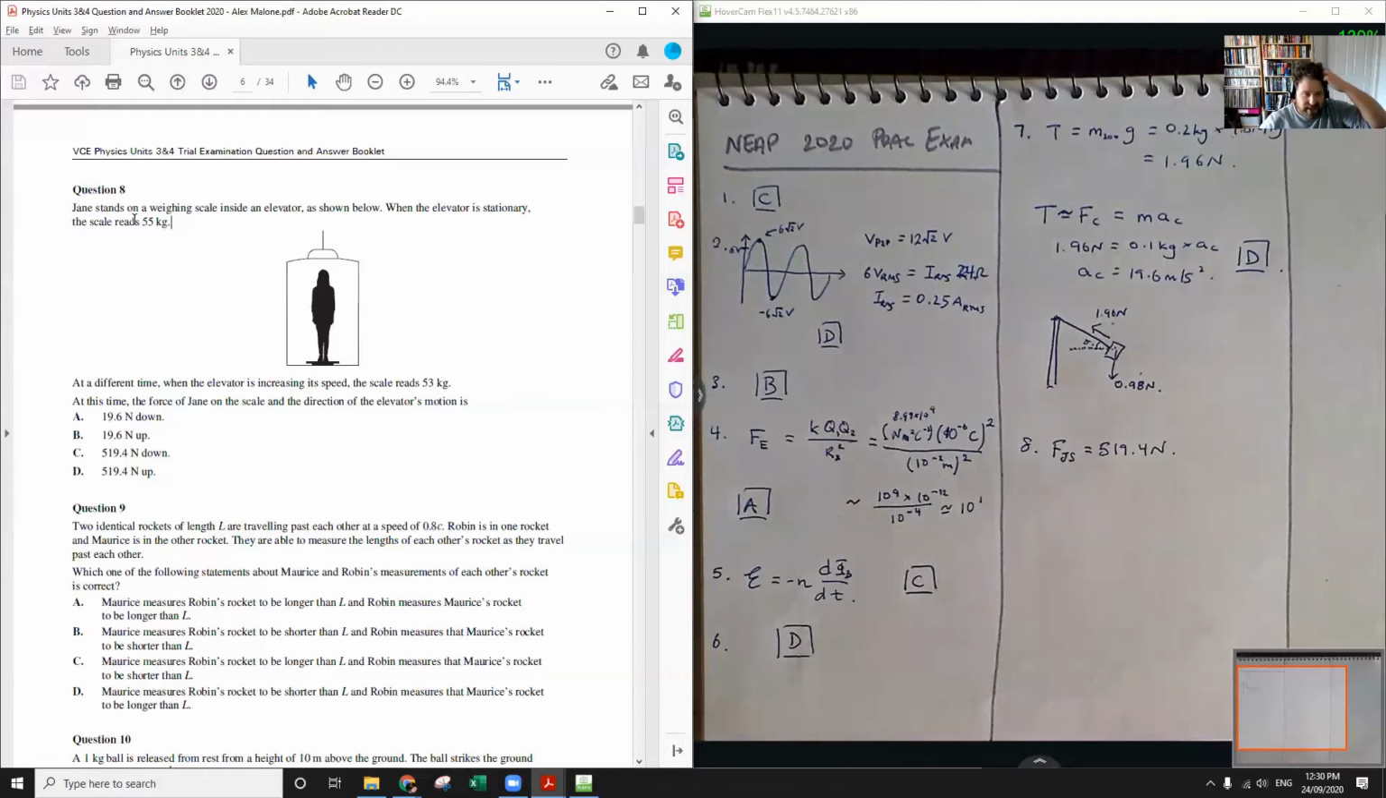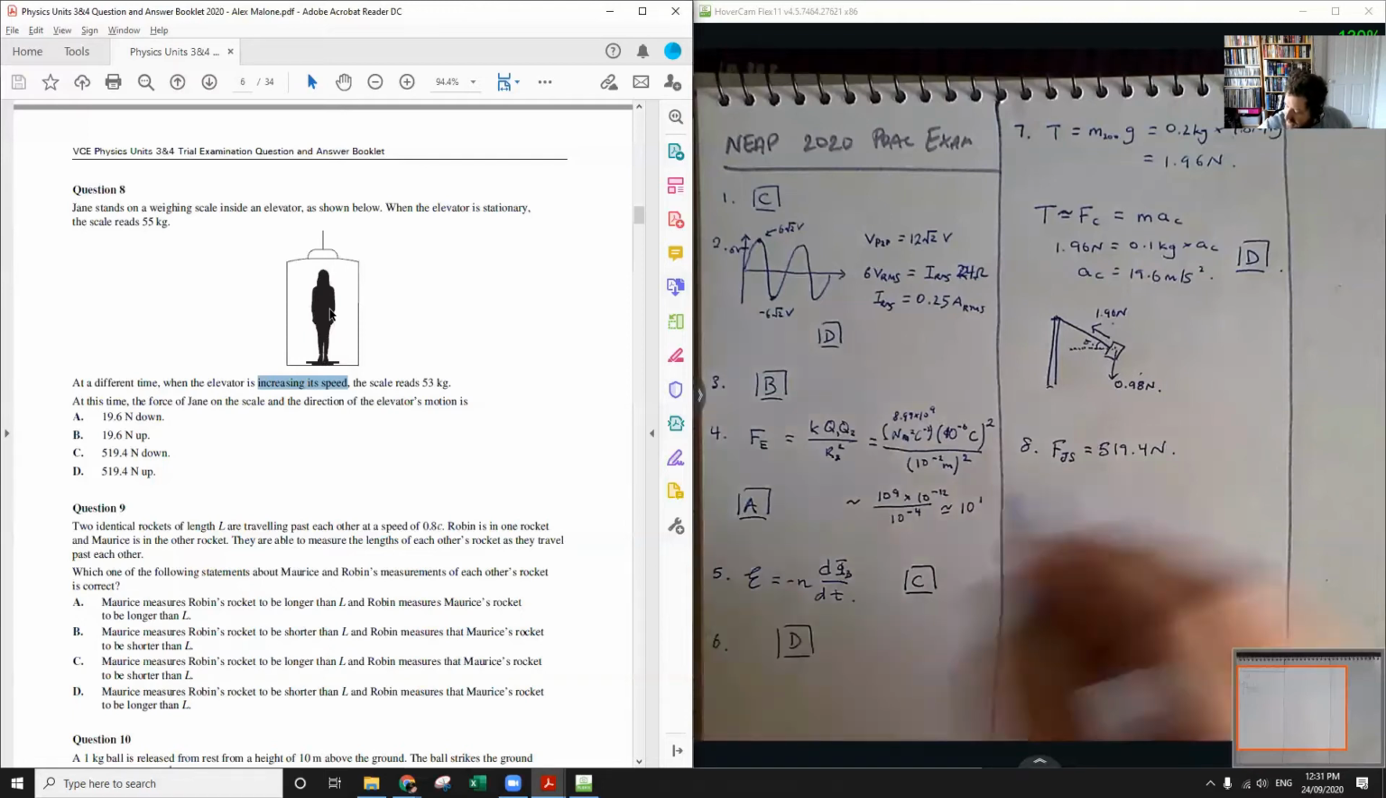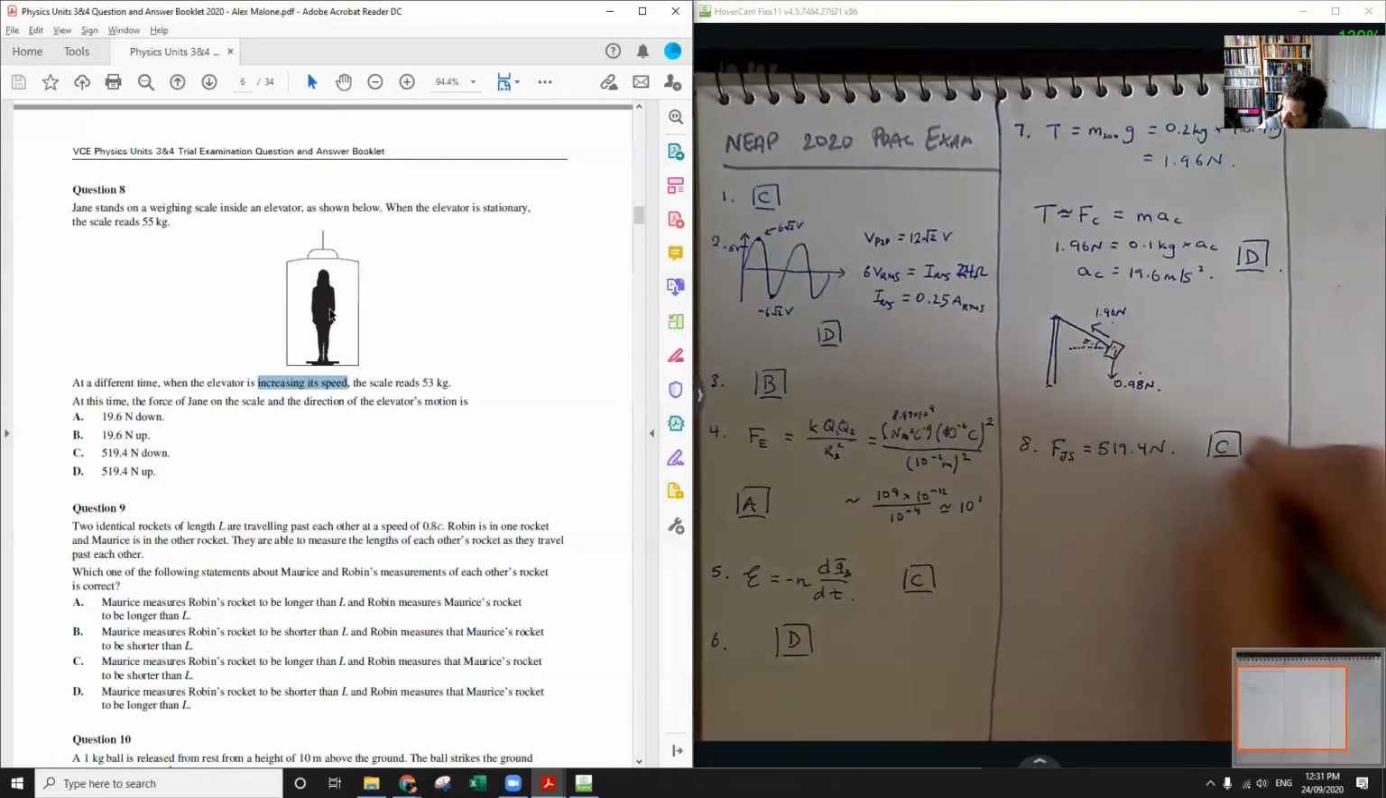So if the elevator is increasing its speed, that means it's accelerating in whatever direction it's moving. So it must be accelerating downwards in order to reduce her weight. And the extreme version of this, remember, is if you're in free fall, then your normal force is going to be 0. So that's an extreme reduction. We're not quite in free fall, but we are accelerating downwards. So C is going to be the solution here.